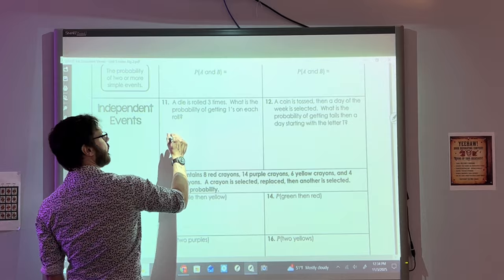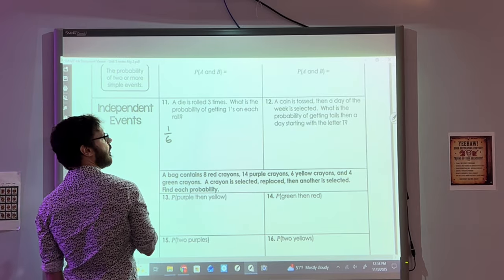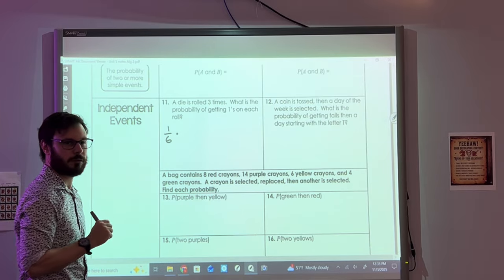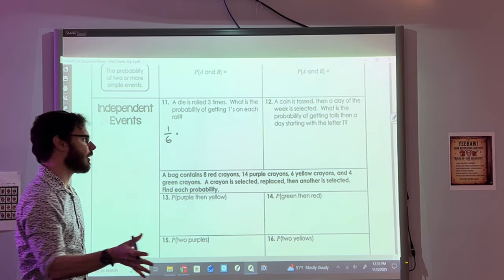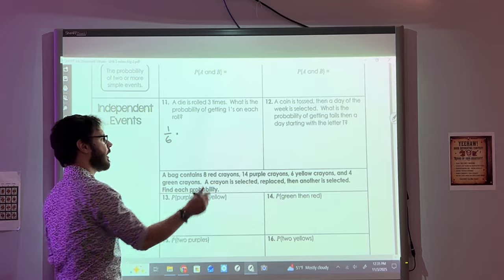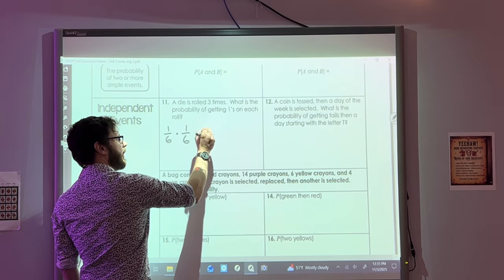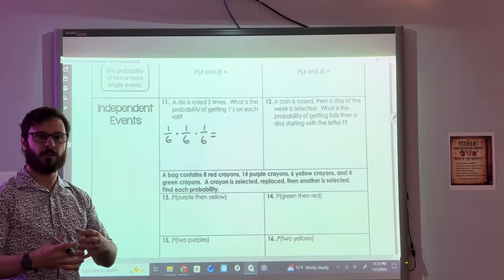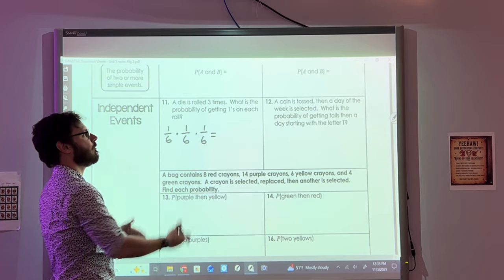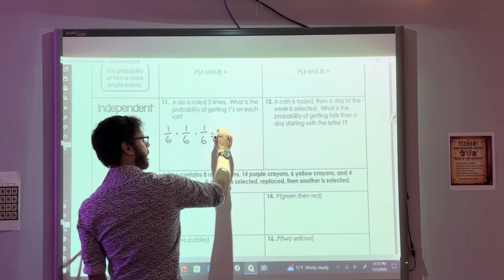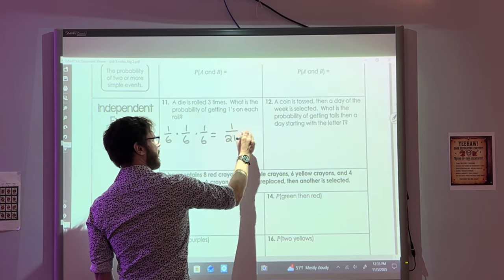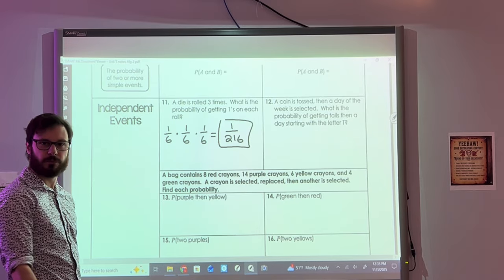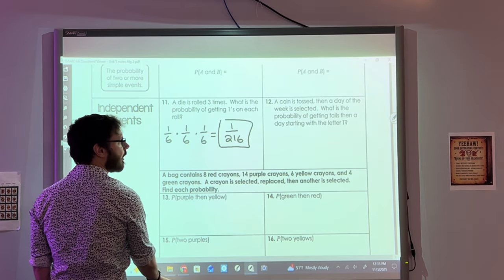So 1 out of 6 times, I'm going to get a 1 for my first die. And then I'm going to need to roll again the second die, and I still have 1 out of 6 odds to get that 1. And then for the third die, it's still 1 out of 6. The rolls don't impact each other. I have the same likelihood of getting a 1 every time. 1 over 216. So only 1 out of about 200 times am I going to get 1s 3 times in a roll. Not very likely.